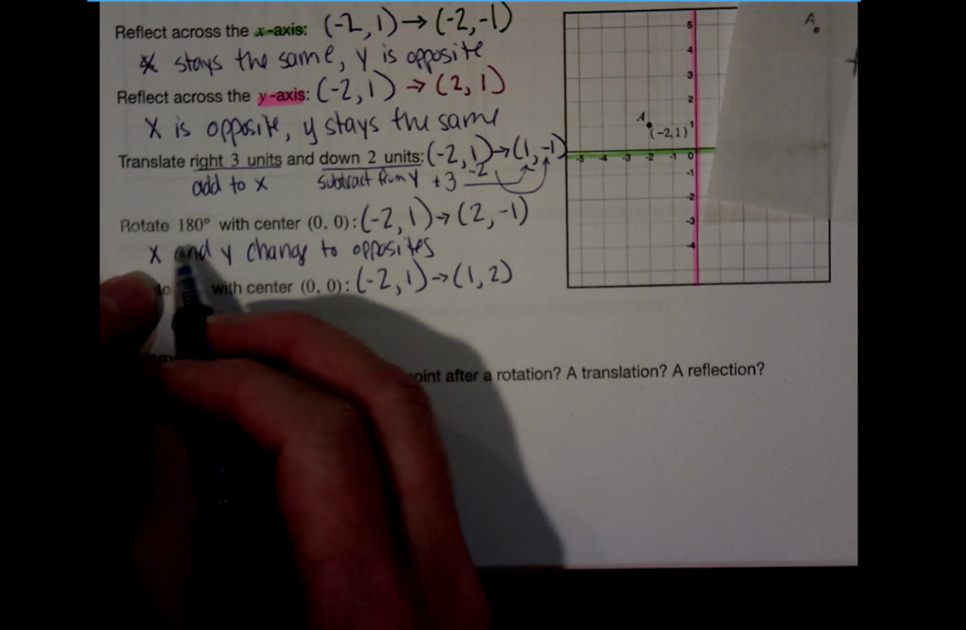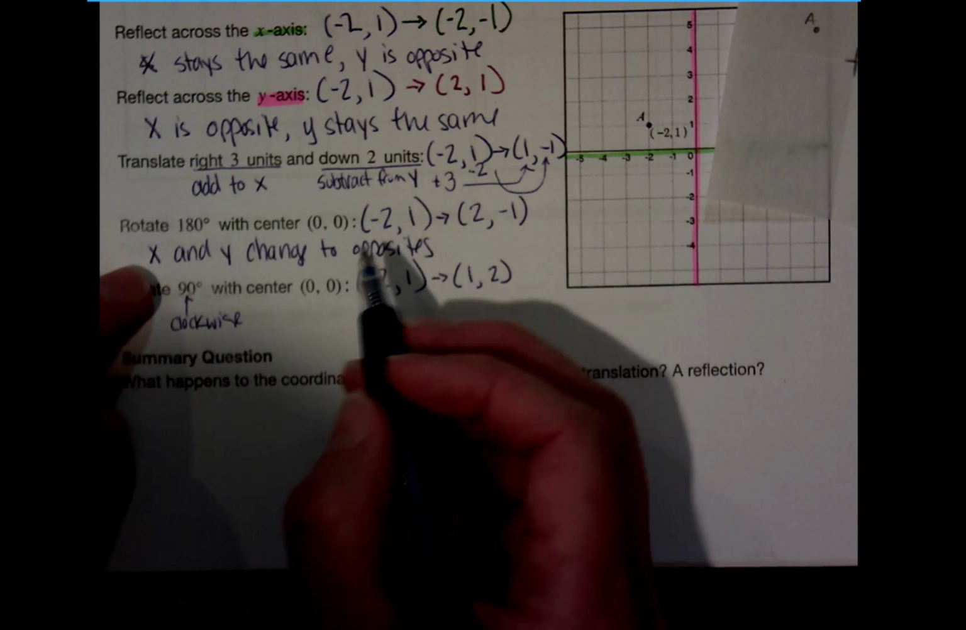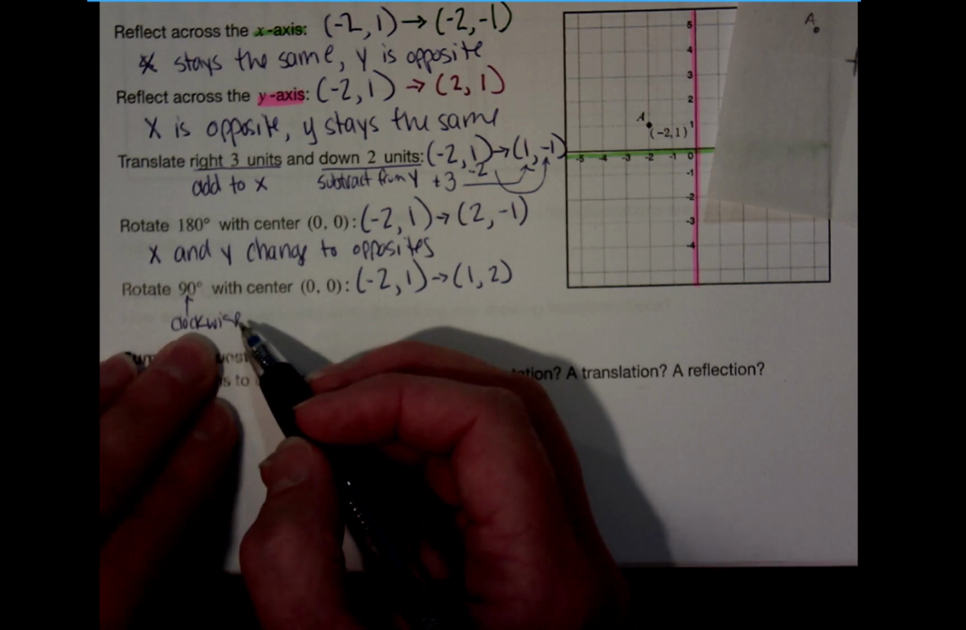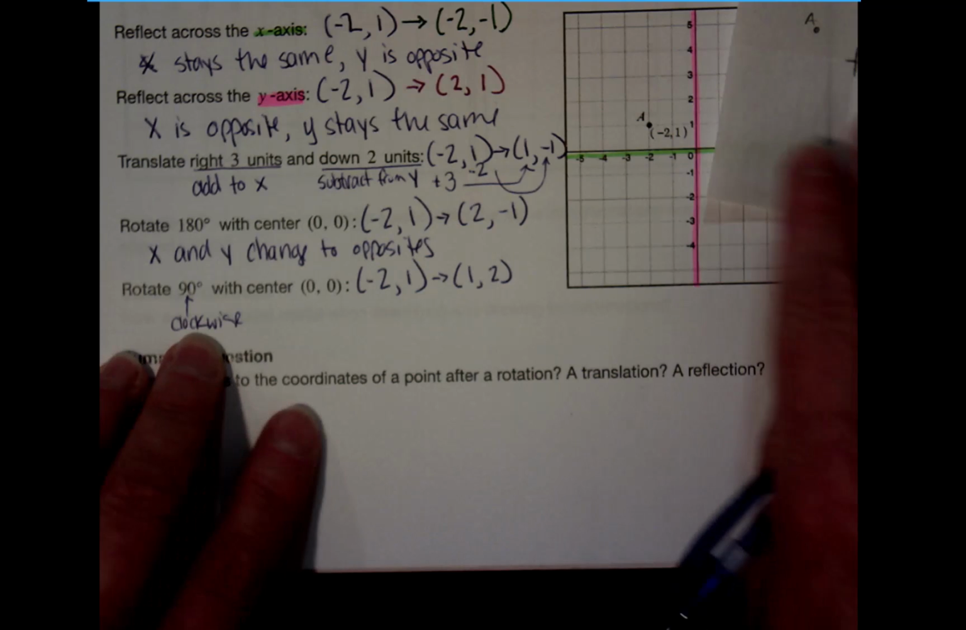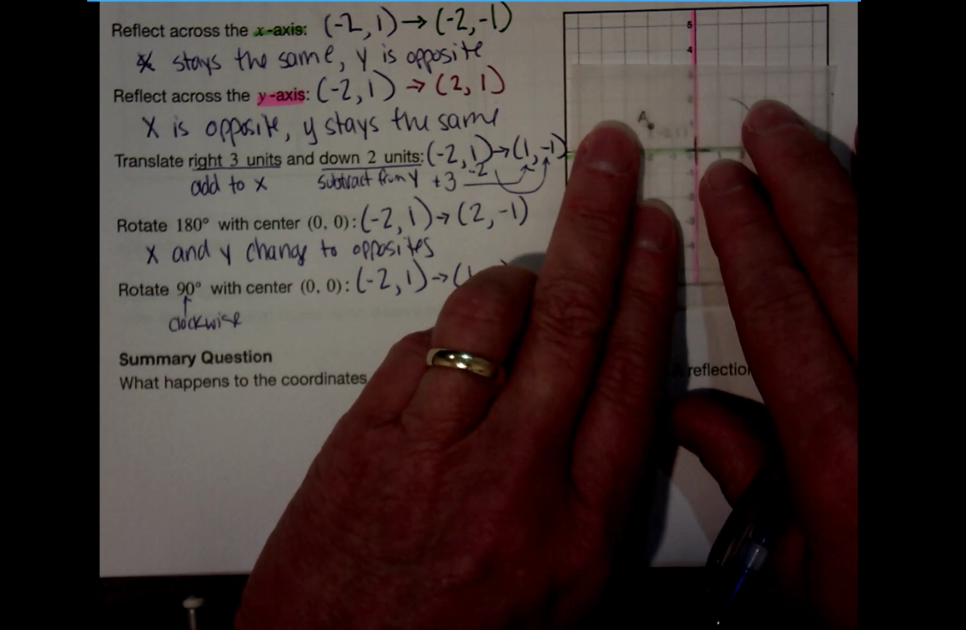We just got done rotating 180 degrees, and that's a pretty friendly change. The x changes to its opposite and the y changes to its opposite. For a 90-degree rotation, it's not quite as obvious. So I'm going to do one last rotation. This one's really the hardest one to see a pattern with.